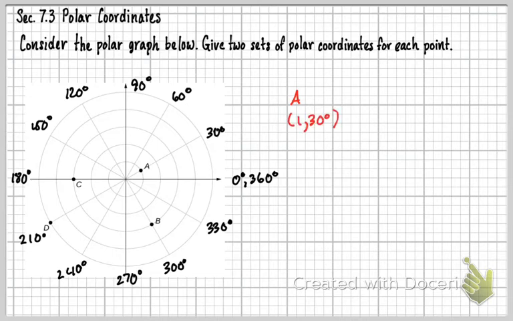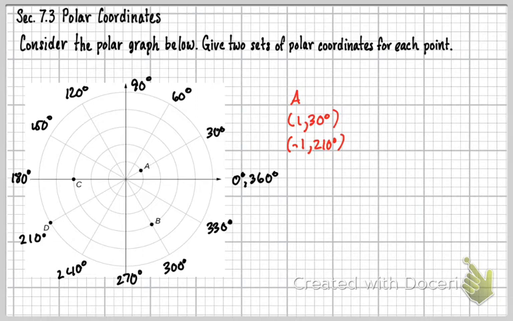30 degrees. Now another one I can do is I could actually go all the way around to here and then go in the negative direction one. So that would be 210 degrees. And that would be -1, 210 degrees. So that would be another point I could do for A. Now, those are different values, but they are the same point. Okay, let's try another one now.